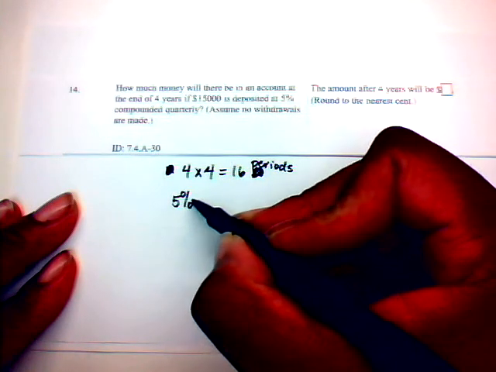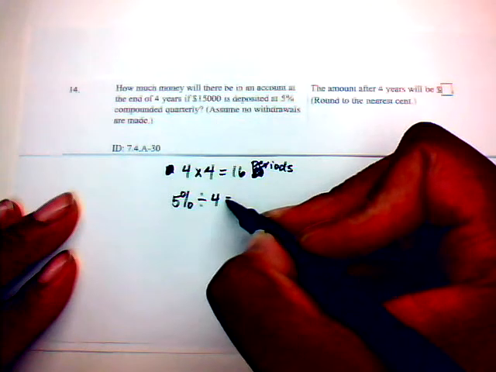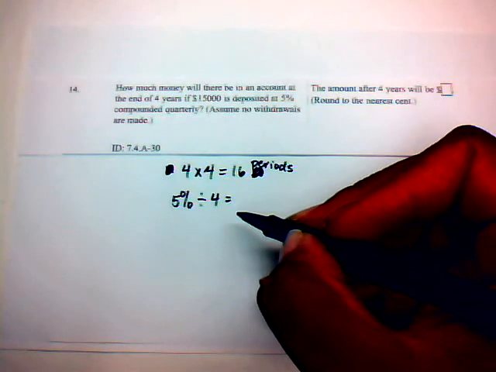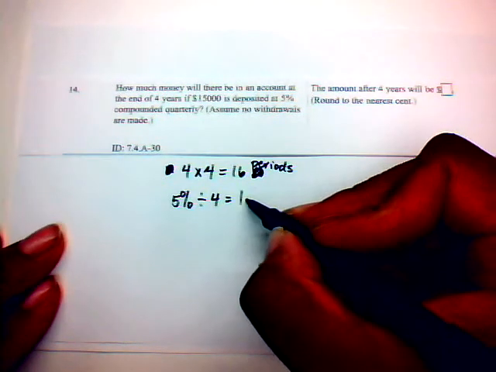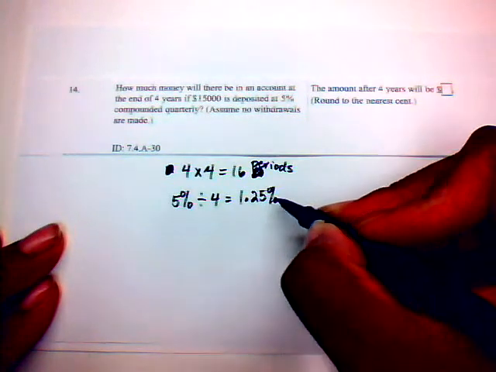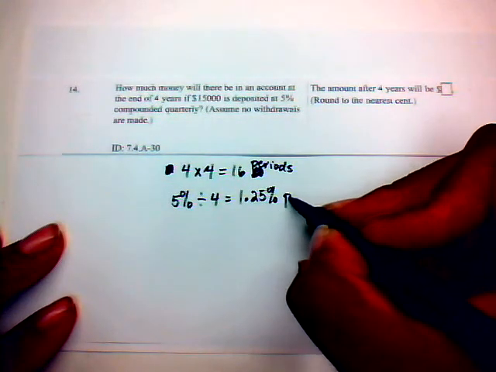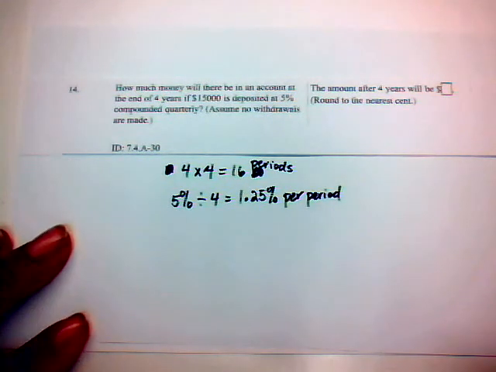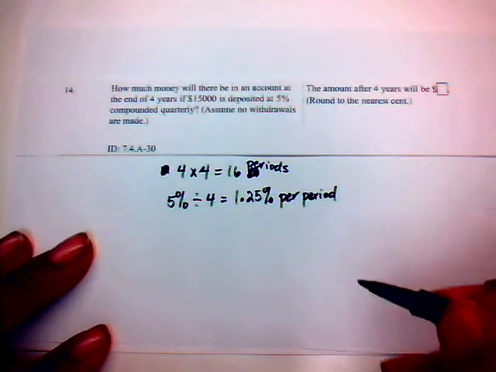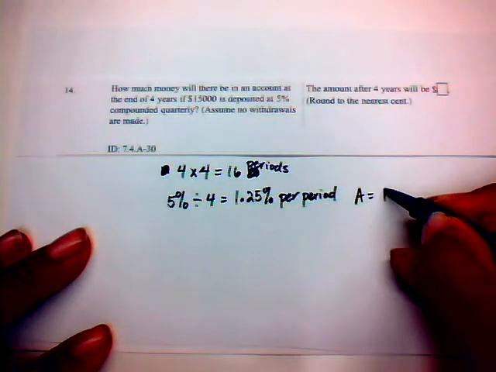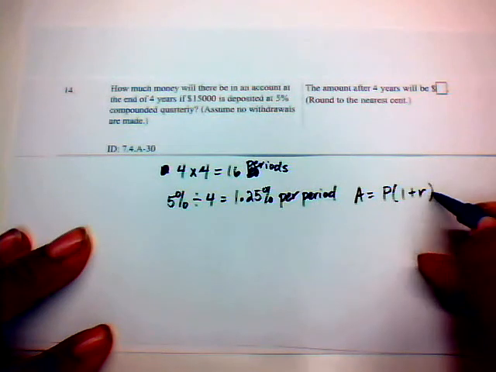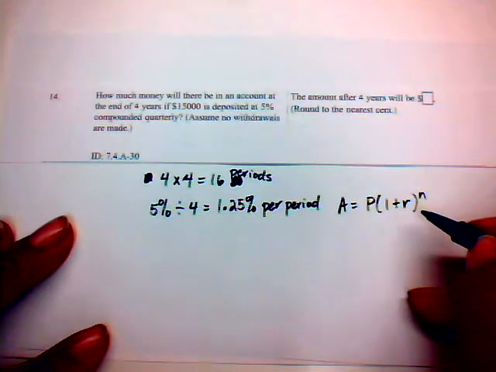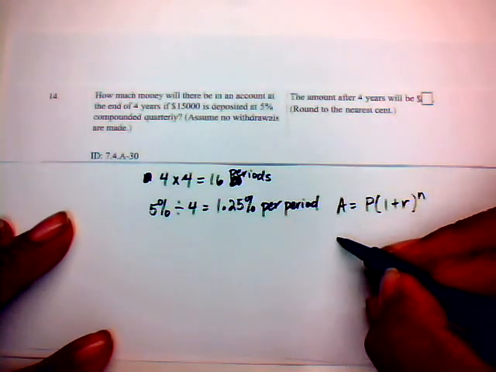Now we got 5% compounded quarterly, so 5% divided by 4 will be the interest per period. So 5 divided by 4 will be 1.25% interest rate per period. And we want to find out what that amount is. And this is, of course, the formula that we use. A is equal to P times (1 plus R), and that quantity is to the nth power.